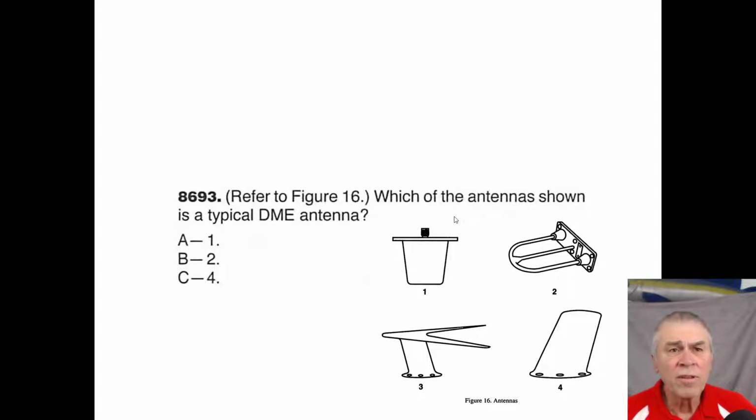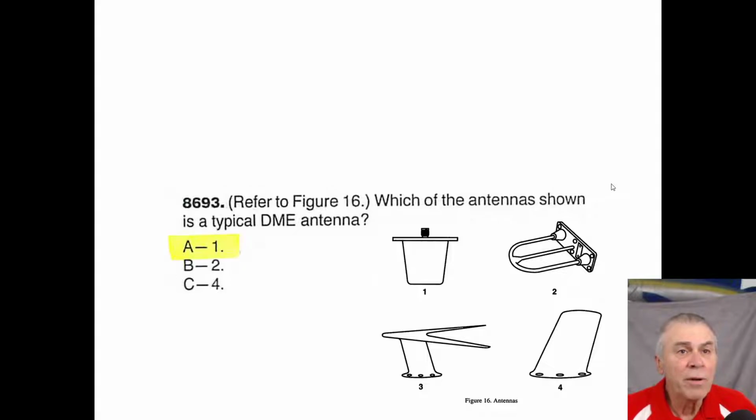All right, which of these antennas is a typical DME antenna? Since number one looks like it is installed on the bottom of the fuselage, and it is a fin type antenna, I like that the best. We might remember that. We probably don't. We haven't done ILS much, but number two is the glide slope. Number three is the VOR. And number four looks like a regular VHF communication antenna.